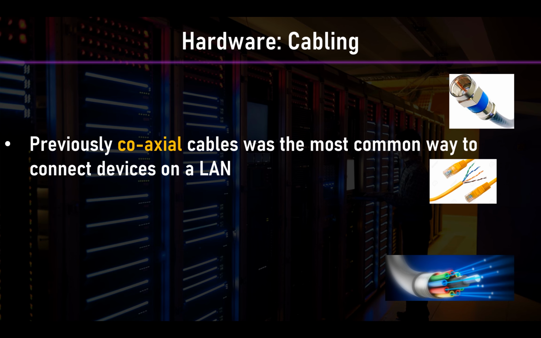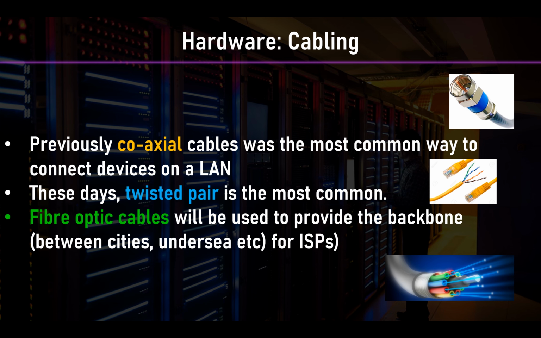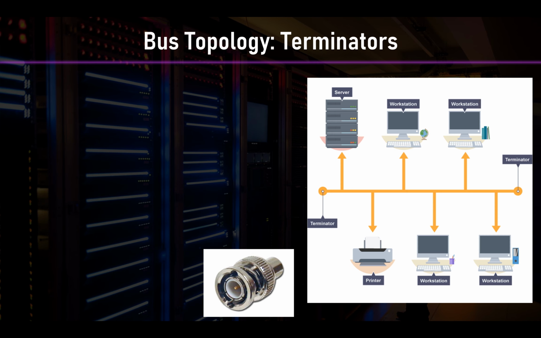Alright, so we'll move on. Coaxial was the most common way on a LAN a long time ago. These days, twisted pair is the most common. Fibre optic provides the backbone, for example ISPs and the undersea cables.